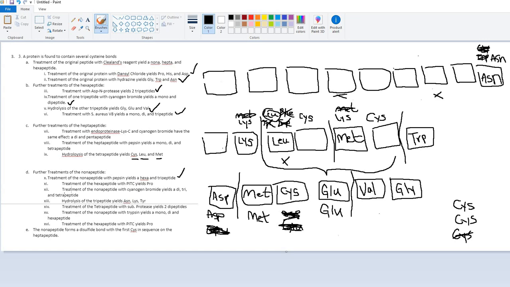Now the next clue says that treatment of the hexapeptide with PITC yields proline. So the 2 potential hexapeptides that we have are here or here.